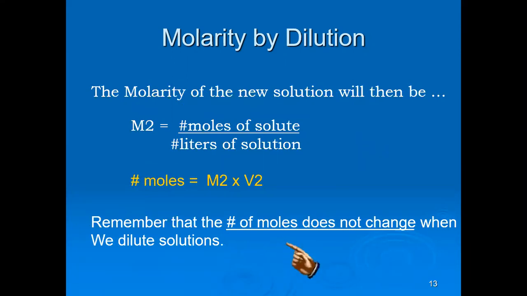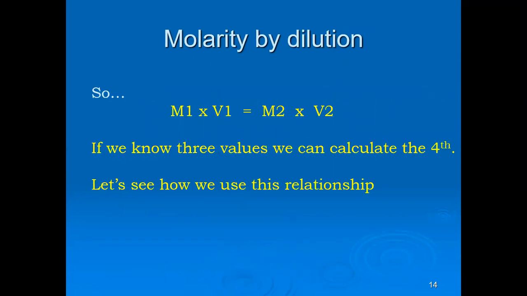Remember that the number of moles doesn't change. When we dilute the solution, the number of moles remains the same. Only M1, M2 and V1, V2 are changed. So because moles are equal, we can cancel the number of moles, and the resulting equation will be M1 V1 is equal to M2 V2.